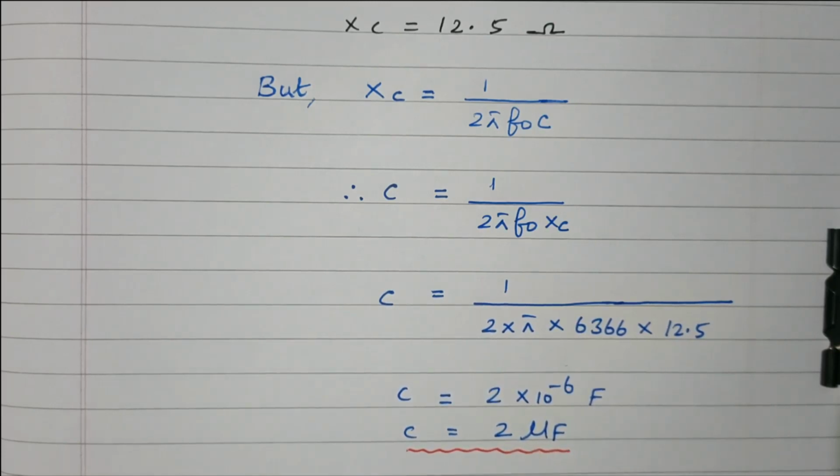So finally we calculated the capacitor value under the resonant condition by equating the reactive part of the admittance to 0, so that we got Xc. From Xc we calculated the C value.